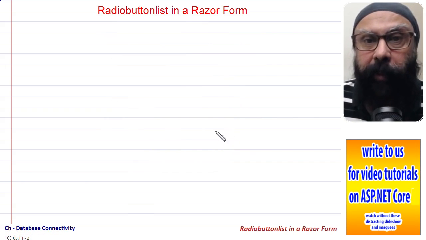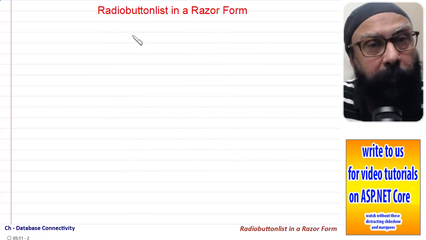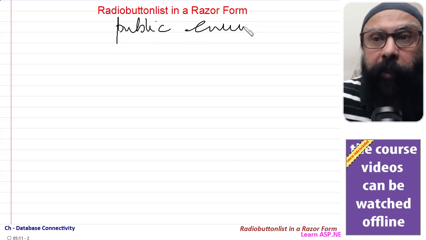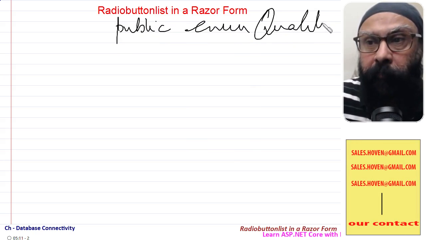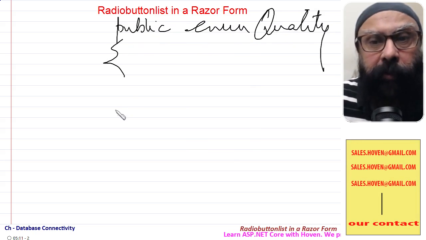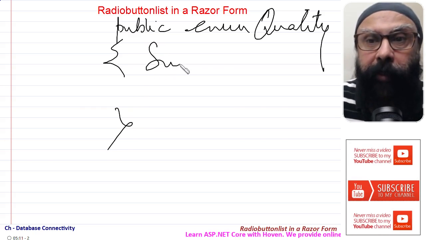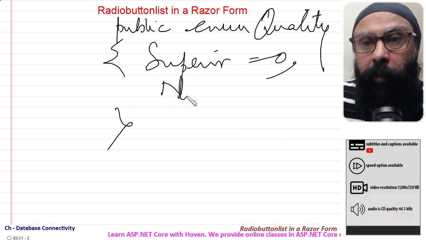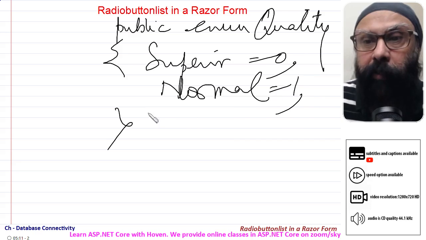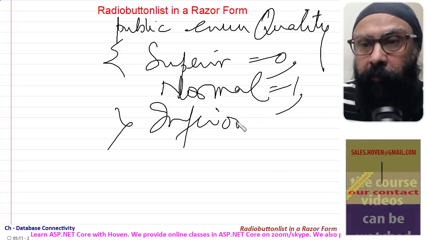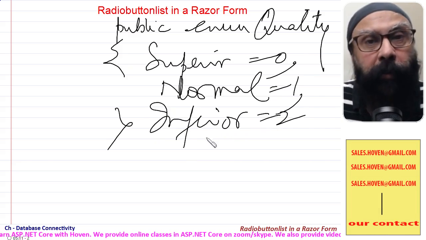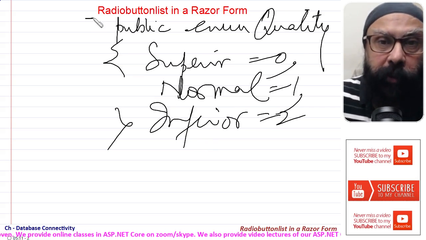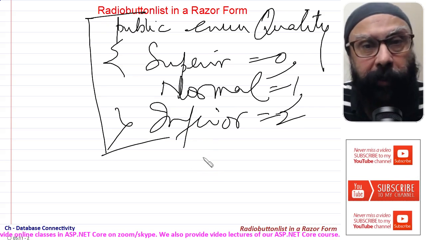Let us start by creating a model, and first of all let us say our enumeration is public enum quality, and this is defined somewhere in our project, and it has a few items like superior equal to 0, normal equal to 1, inferior equal to 2, and all that. There are various items in the enumeration, and we want to use this enumeration to feed our radio button list.